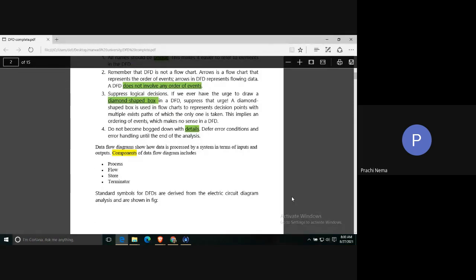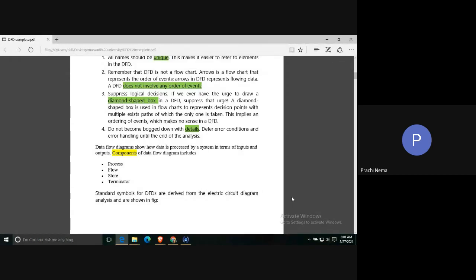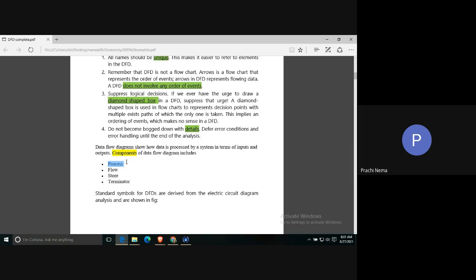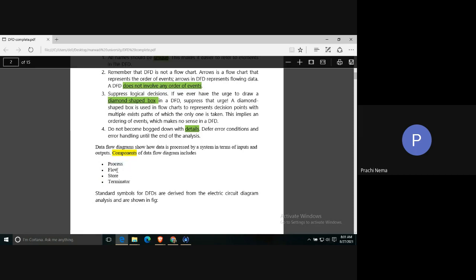Now there are various components. Components are those which will make a DFD, all the things that are going to be present in a DFD diagram. All the symbols will be used for these four components only. What are the components of a data flow diagram? The first component is process. Process is something which takes input and delivers output.